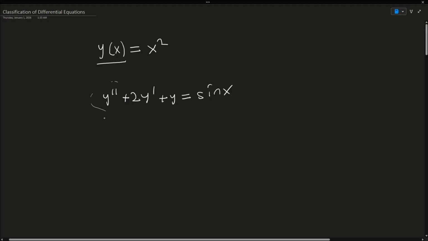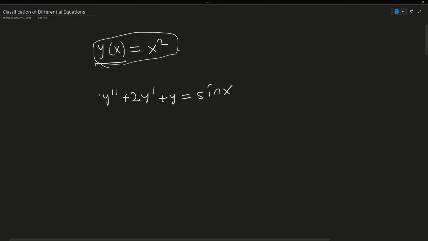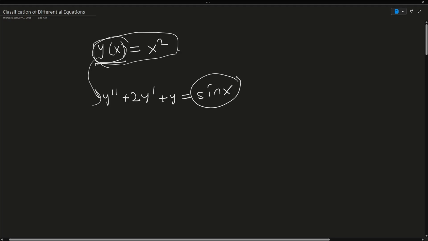Since we are making use of the derivatives of this function y, we are able to call this a differential equation. And when we want to solve a differential equation, our main goal is to find what y is. I just gave an example that y is x squared, but our goal is to find solutions for this differential equation where we would be able to plug this function in here and it will generate this result on the right hand side. So this is what we can call a differential equation.